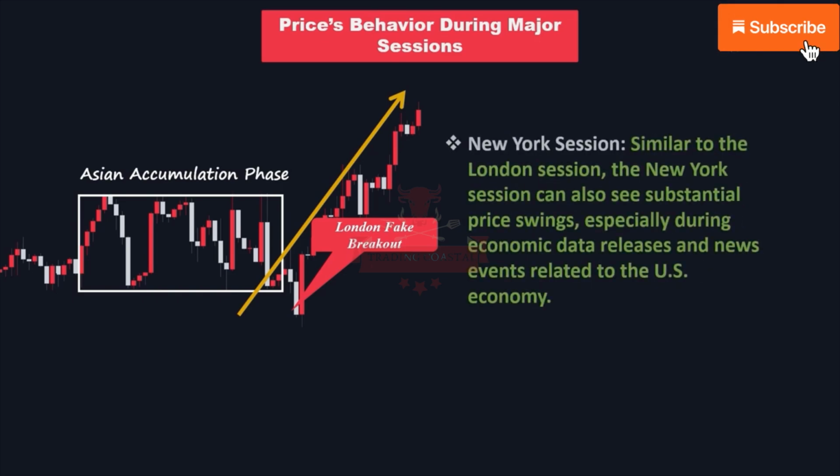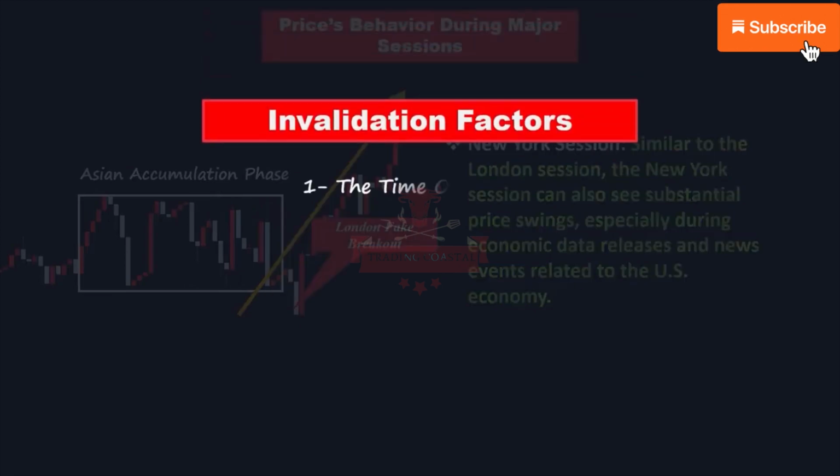New York session. Similar to the London session, the New York session can also see substantial price swings, especially during economic data releases and news events related to the US economy. It's important to note that while these sessions have their typical price behaviors, unexpected events and news can lead to sudden and significant price movements at any time. Traders should be aware of these sessions and their characteristics when planning their trading strategies and risk management. Now let's delve deeper into the details of invalidation.